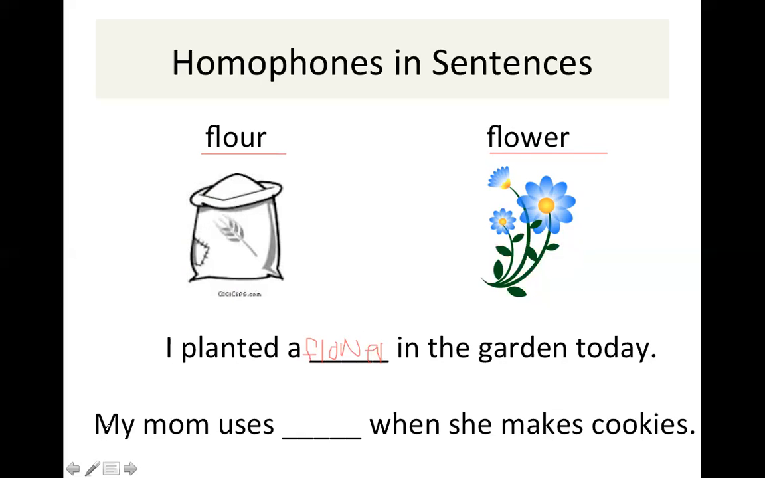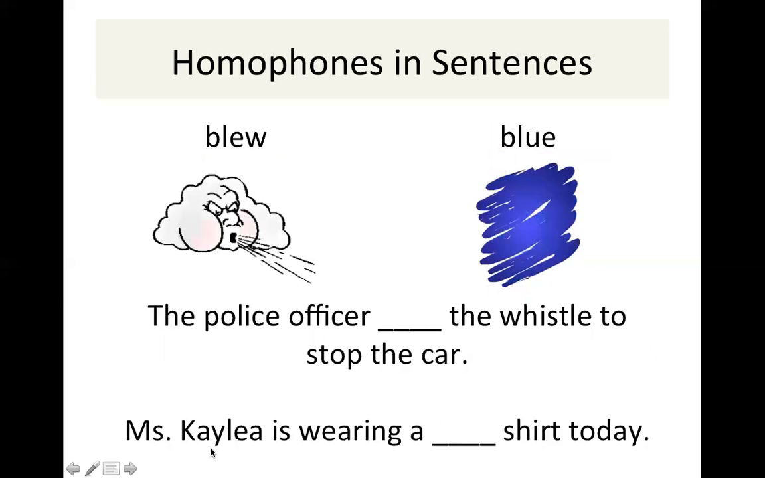So let's look at our second sentence here. My mom uses blank when she makes cookies. Yes, that is right. So flour. My mom uses flour when she makes cookies. So she uses a grain that's used for baking. That is good. Let's move on.